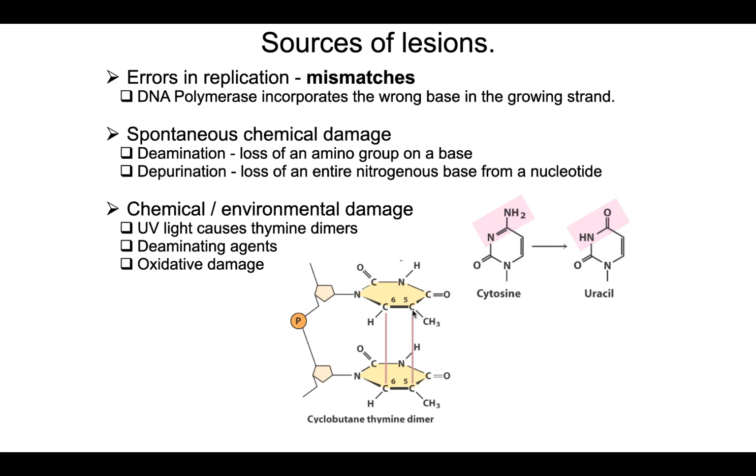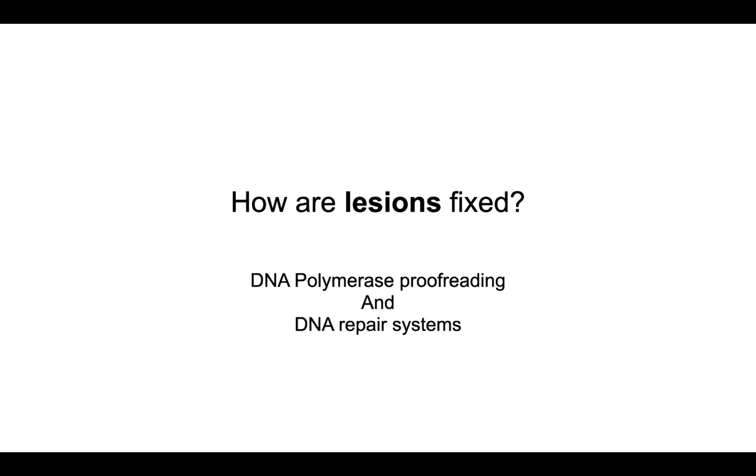This is a thymine dimer. This occurs when your cells absorb too much UV irradiation from the sun. And a thymine dimer is going to cause the DNA to kind of bend, and that's going to cause problems during DNA replication. Now, how can we fix these lesions?